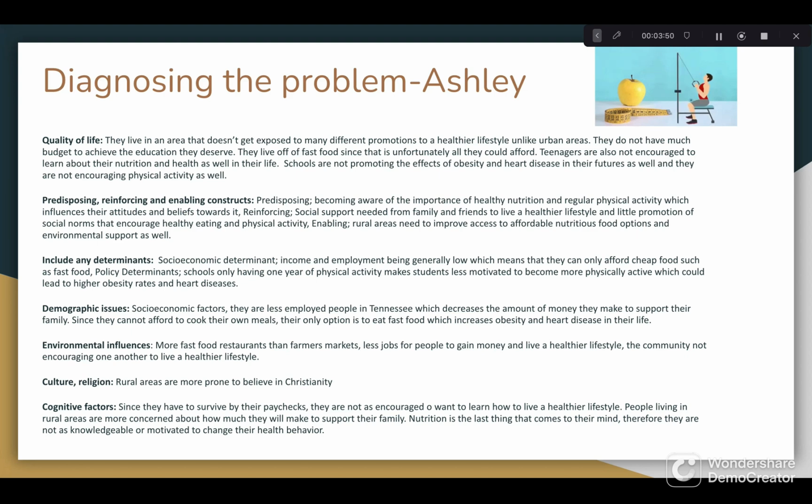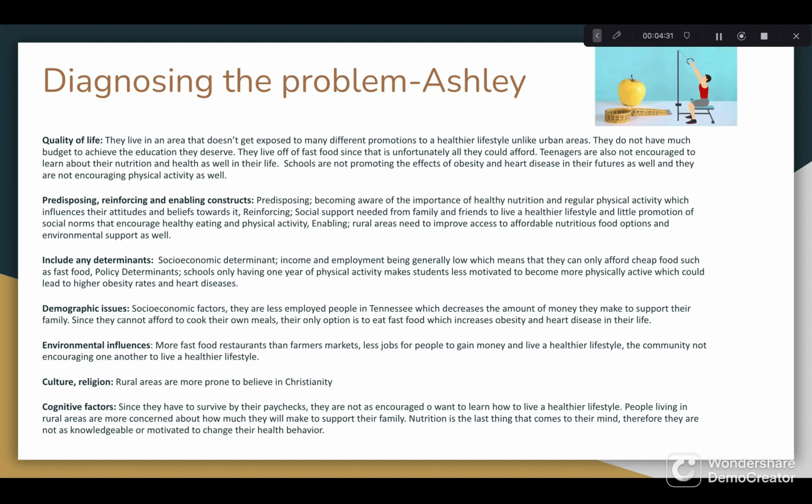Now, when looking at the determinants, we can see that there is a socioeconomic determinant, which shows that the income and employment is very low, which means the people living in rural areas have to come up with a way to afford food, and affordable food in these areas is fast food, which does increase the chances of obesity, diabetes, and heart disease. And also the policy determinants are there, since schools are not enforcing as much physical activity and not showing the effects of nutritional values as well.